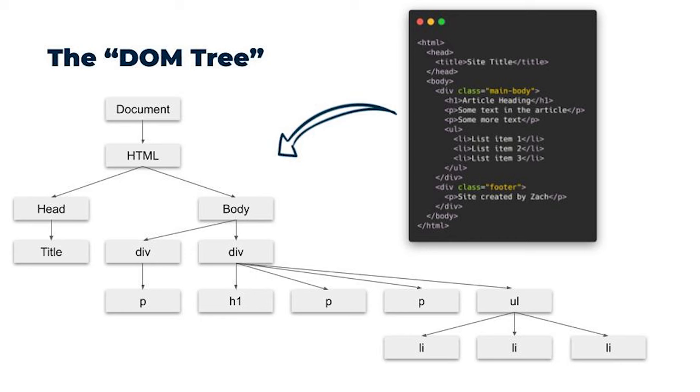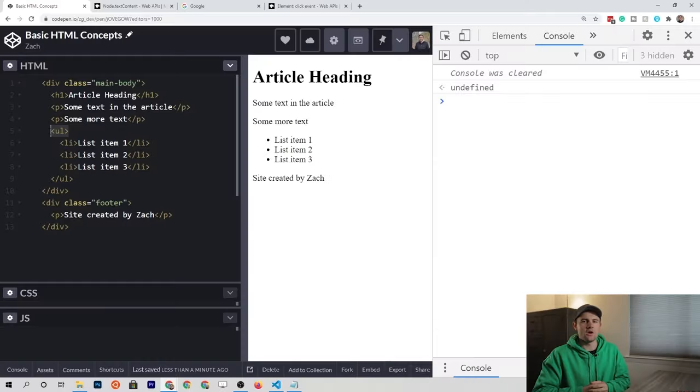as a tree. And from this visual, you can see that these list items are going to be siblings, and they're going to be children of the unordered list. So how do we select this unordered list and then get all of the children of it with JavaScript? Well, this is actually simpler than you might think.